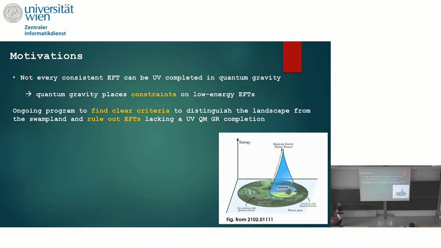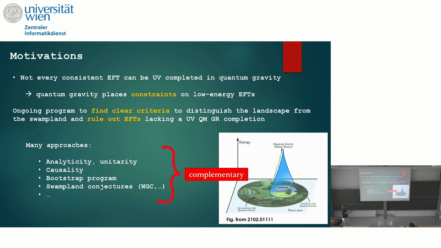So as part of this program, there have been a lot of different approaches, some from within the Swampland program, some from outside the Swampland program, but the main point I want to make is that these are all complementary approaches. So we've seen work on using analyticity, unitarity, causality, the bootstrap program, various Swampland conjectures, such as the weak gravity conjecture. All these different approaches try to understand how we can put constraints on low energy physics.